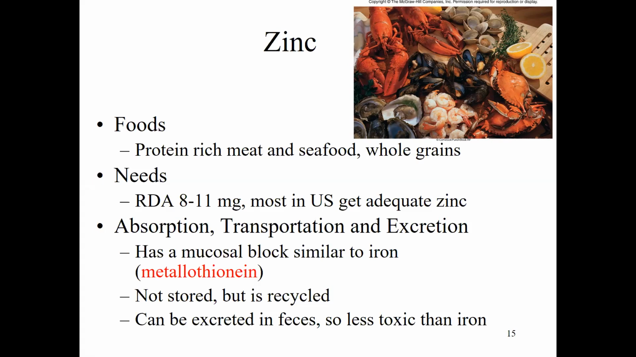Absorption, transportation, and excretion are also somewhat regulated, like we saw in iron, although not quite as much. We do have a mucosal block, so if you consume a lot of zinc, metallothionein is a protein that will start to build up and prevent more absorption. We don't really store zinc. It is recycled similar to iron, but we can excrete it more easily. We can excrete excess zinc in our feces, so it doesn't tend to be as toxic as iron can be.